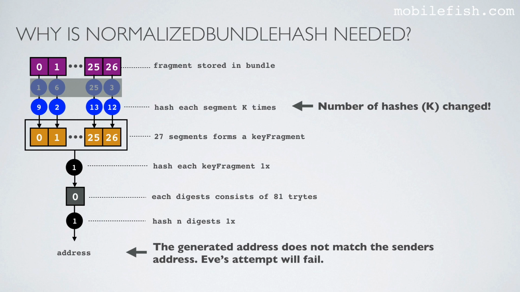How can Eve be successful? Eve knows she can only make changes to the signature fragment, and she can also make changes to these k values. But these changes must be done in such a way that the resulting key fragment is always the same as the original key fragment, because you always must end with the sender's address.